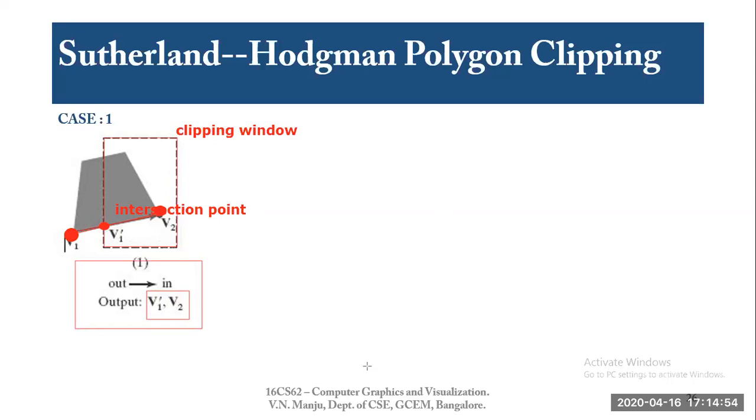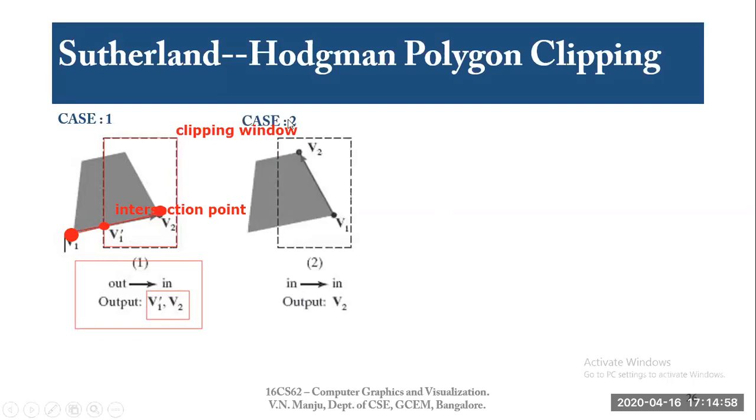Okay, we'll see the next case. Here you can see 2 vertices. This edge is present totally inside the clipping window. So you can say it is in to in. I can write it as output is V2. So in to in, we will just save only one vertex, the V2. Only V2 we will be saving.